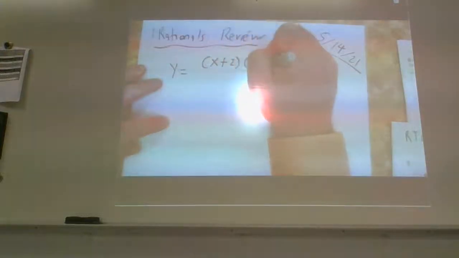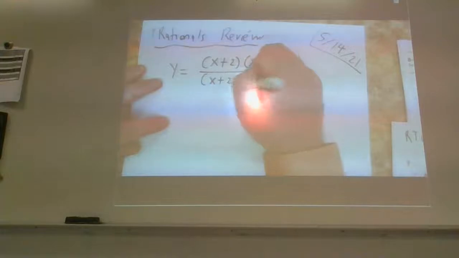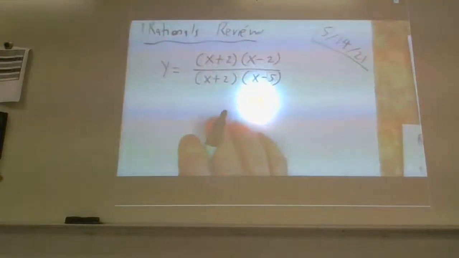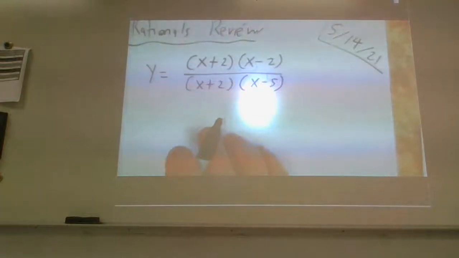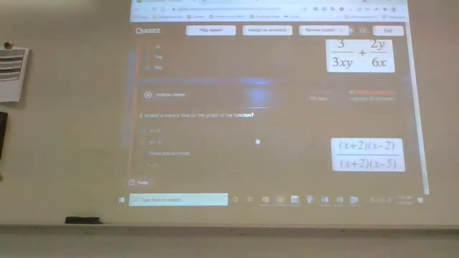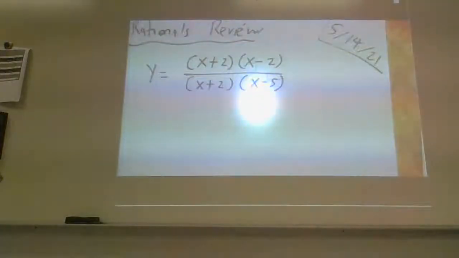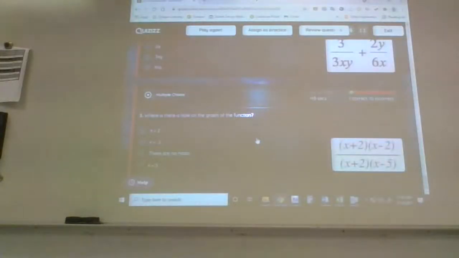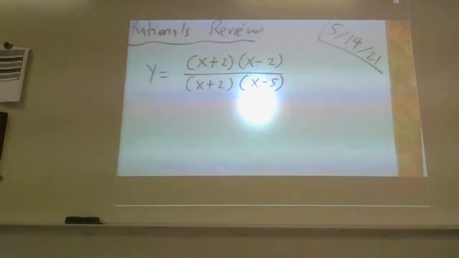+2, -2, +2, -5. Now, this question gave everybody the biggest headache on this entire quiz. It looks like only 1 out of 11 got this one correct. Average time spent about 3 minutes. The problem was asking, where is there a hole in the graph of the function?